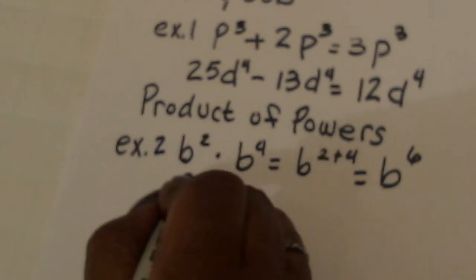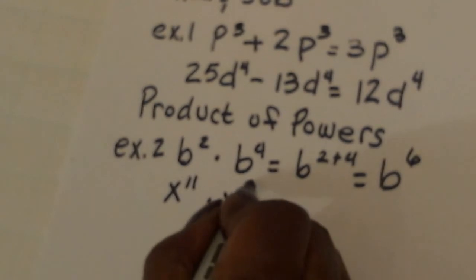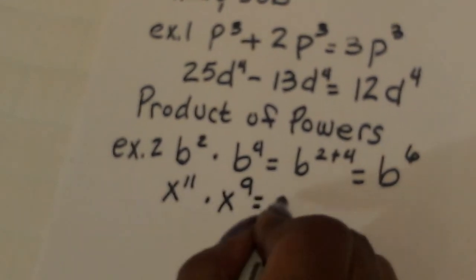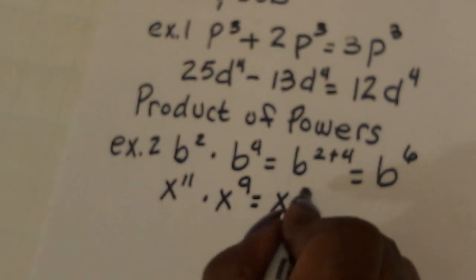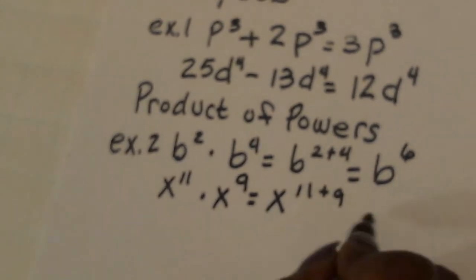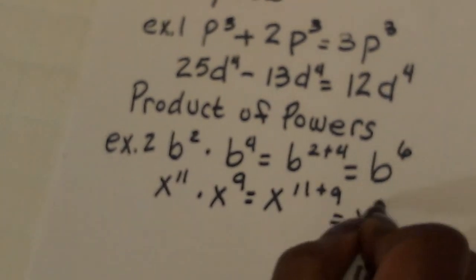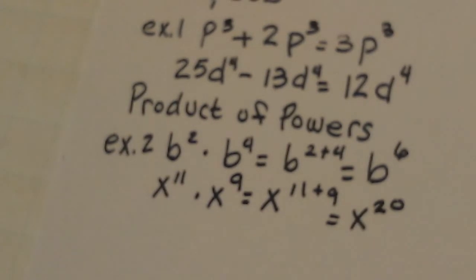My next one is x to the 11th power times x to the 9th power. And again, all you have to do is add the powers. So 11 plus 9 is 20, so I get x to the 20th power. All you have to do is add.